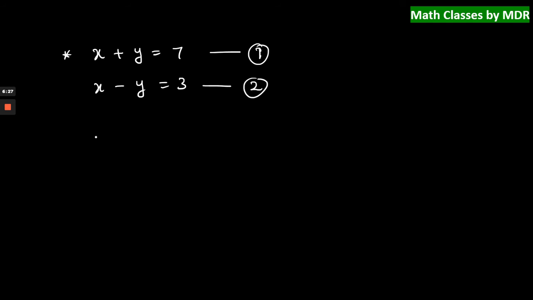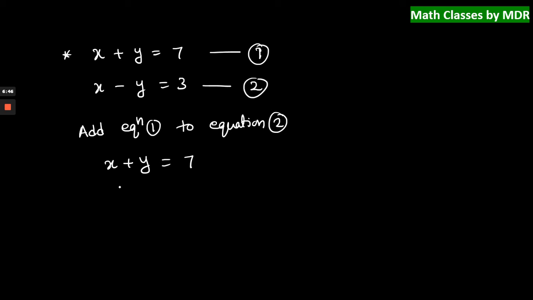How can we eliminate? Just by adding or subtracting. Add equation 1 to equation 2. Adding equation 1 and equation 2 is very easy. When you have two equations and you add them, we just add the left hand sides and then the right hand sides. So let's add this.